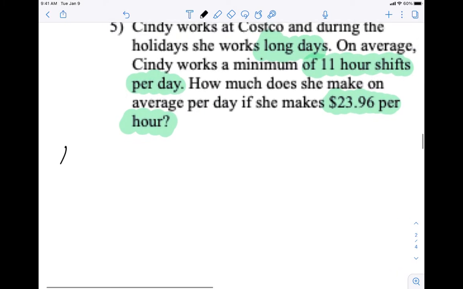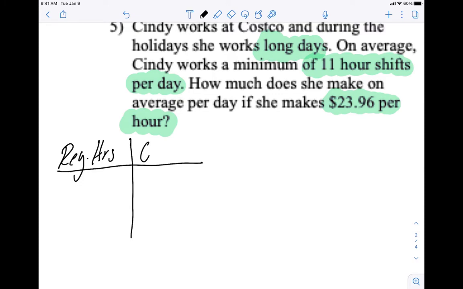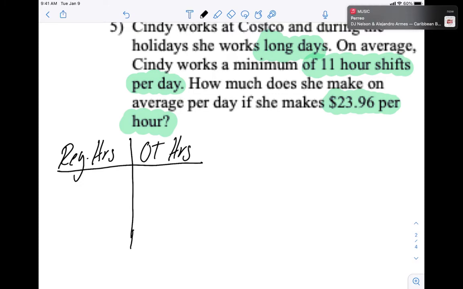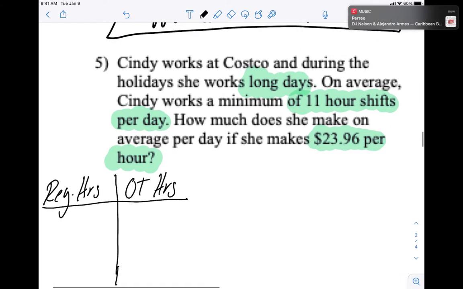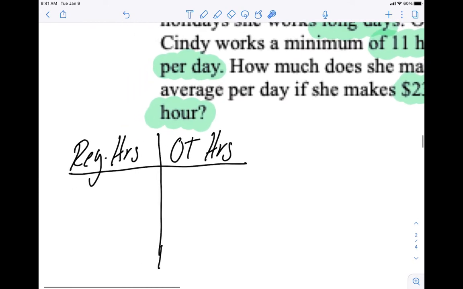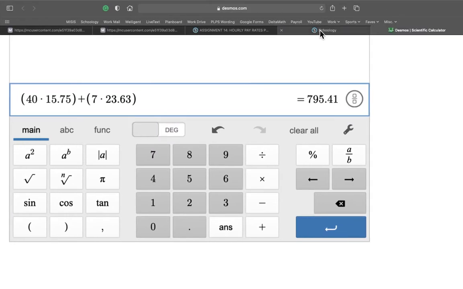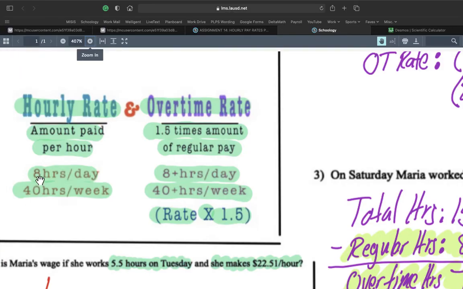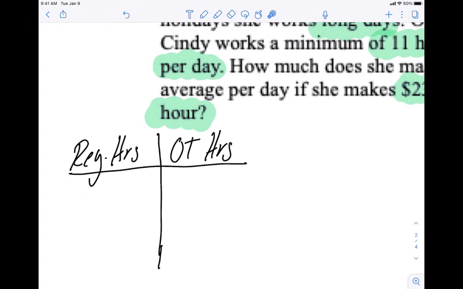Let us set up number 5 just like we set up number 4. So we say regular hours, OT hours. In a day, everybody, we're dealing with a day, per day. We're going to go here to our notes. 8 hours a day is regular pay. So 8 hours.